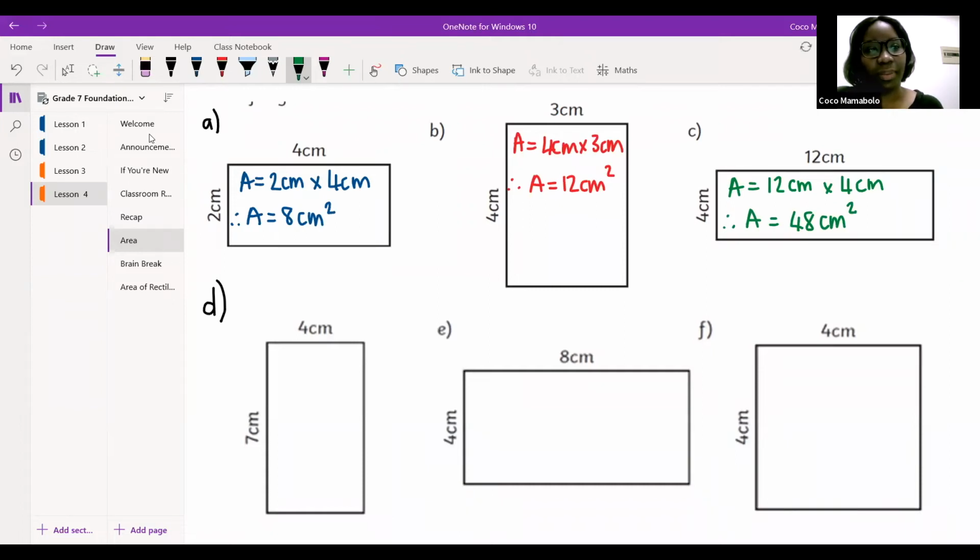All right, Lingomso, let's do the next one. Yes, ma'am. Go for it. C, right? Ma'am, is it D? Yes, we're doing D. Okay, D, we say 4 centimeters. What do we need to start with? D equals A is equal to 4 centimeters times 7 centimeters. Excellent.